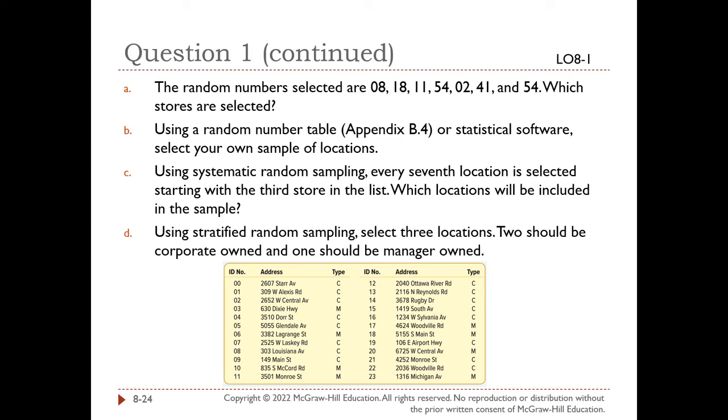And then they say use stratified random sampling, select 3 locations. 2 should be corporate owned and 1 should be manager owned. Since you're selecting those, that can be varied. All it is is grouping and then randomly picking. Nothing we can do right there.